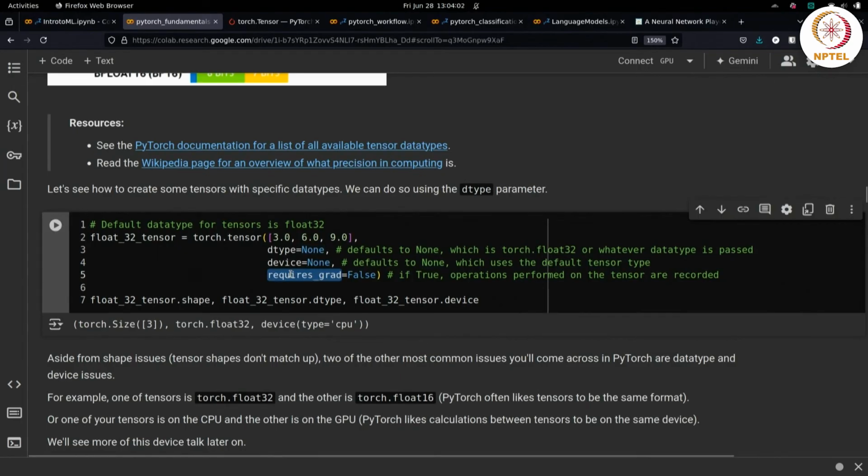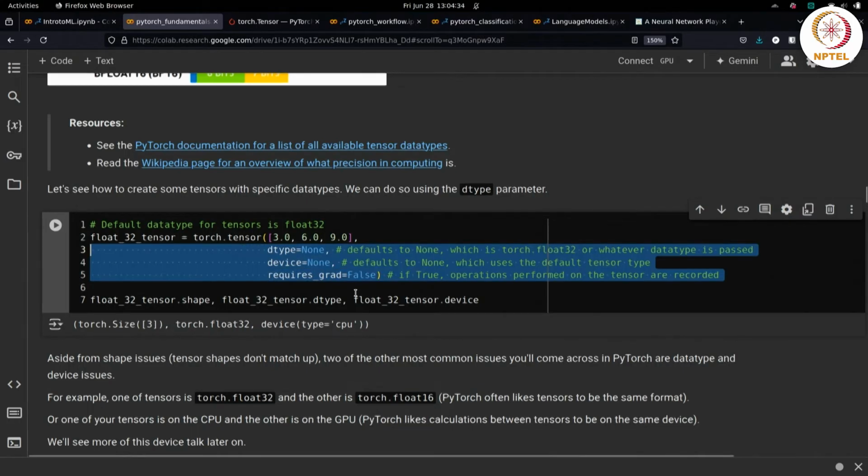One more associated argument with the tensor is whether it requires grad or not. Grad means gradients. If requires grad is set to false, that means this particular parameter will not be trained as part of the network. It will not be part of the, let's say, computational graph. If you want this to be learnable, that means it gets adjusted as part of your network training, you should set this to true. Right? These are some of the auxiliary flags associated with creating a tensor.